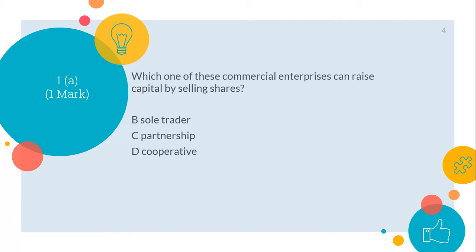It's a one-man business. Partnership cannot sell shares because it is the money that is collected from the partners that allows partnerships to operate. Cooperatives do not sell shares. It is by means of membership that these businesses operate. So, which business can get capital by selling shares? The correct answer is a public limited company. Option A. So, to get 1 mark, the correct answer is option A, public limited company.